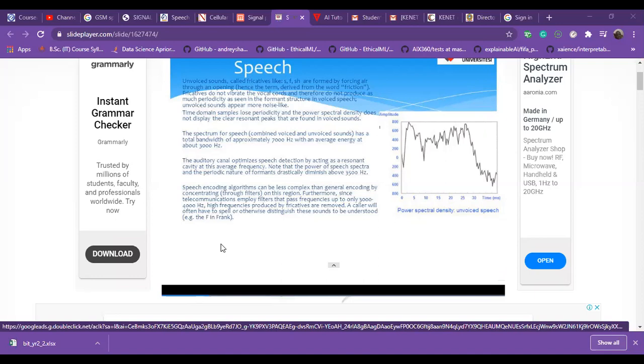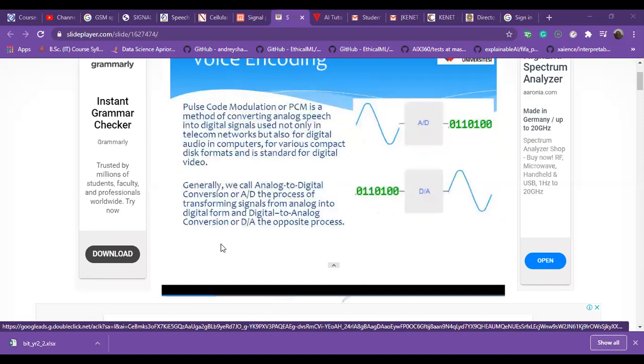Furthermore, since telecommunications employ filters that pass frequencies up to only 3,000 to 4,000 Hz, high frequencies produced by fricatives are removed. A caller will often have to spell or otherwise distinguish these sounds to be understood, for example the F in Frank.